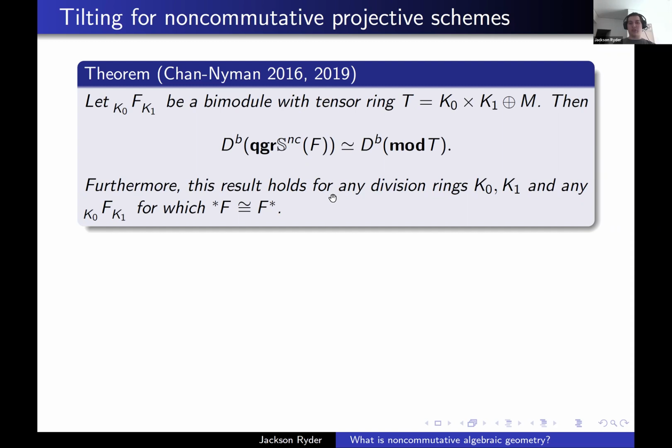And this result actually holds more generally for any division rings K0 and K1 and any bimodule. So we don't have to insist that it's dimension 2 on both sides, as long as we have that the left joule and the right joule are isomorphic. Okay, sweet. And so we have this more general version of this equivalence, okay?